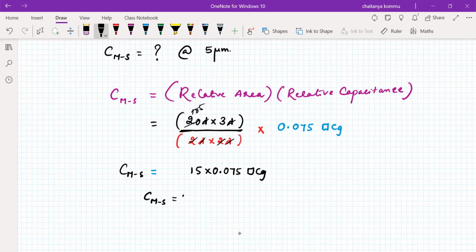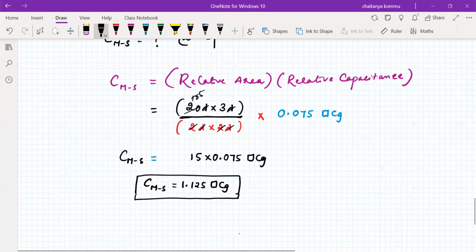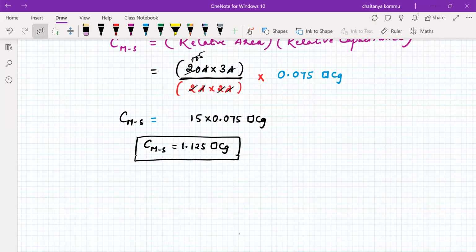CMS is 1.125 square CG. Can you guess what is the absolute value? What is its absolute value? So for the absolute value, just replace the square CG at 5 micron technology, that is 0.01 picofarads.